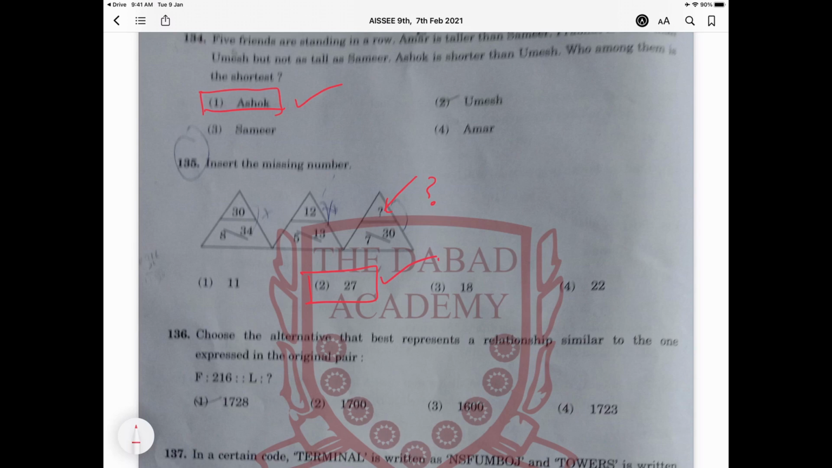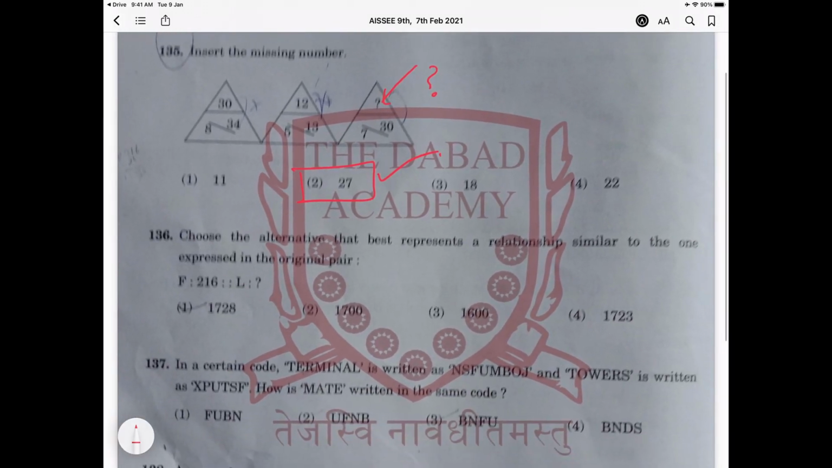In question number 136, choose the alternative that best represents a relationship similar to the one expressed in the original pair. So F has a relationship with 216, so L would have a relationship with 1728. Option number 1, 1728. So 6 cube, 6 into 6 into 6 represents 216. In a similar way, L would be represented by 1728.